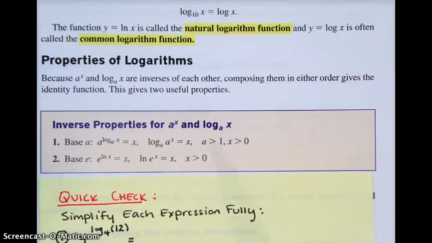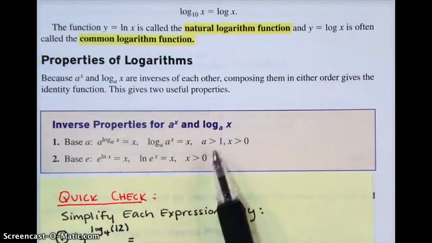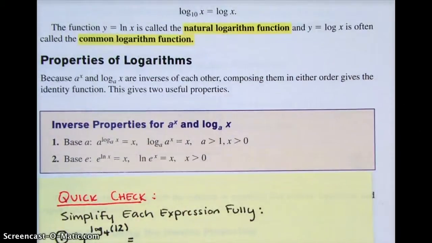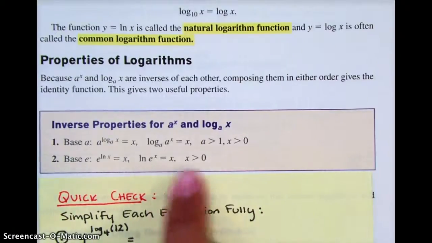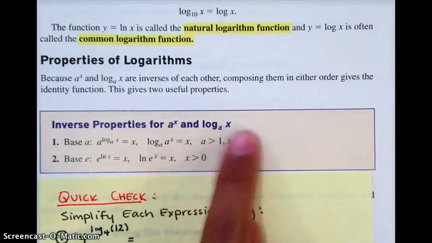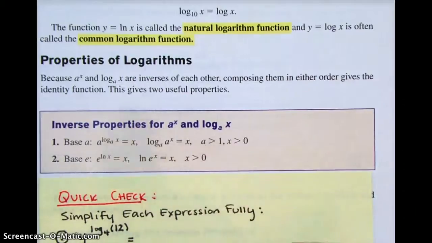Notice that we are limited by the domains of these functions. As I was saying, we are limited by the domain in some ways, namely that in the second function down here, we're talking about positive x's, actually in both. And in the first one, a can't equal 1. That just wouldn't make sense.